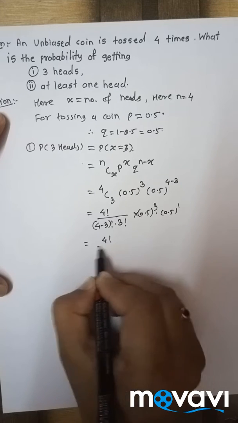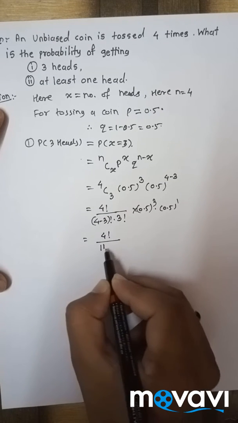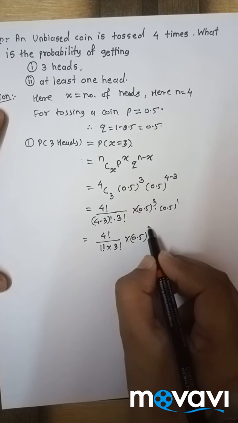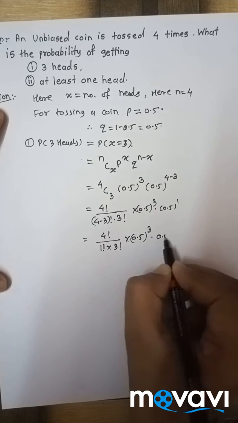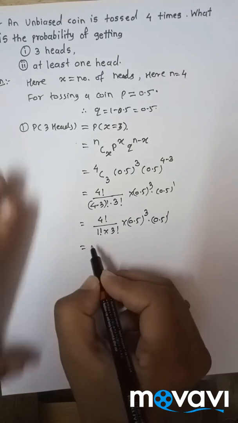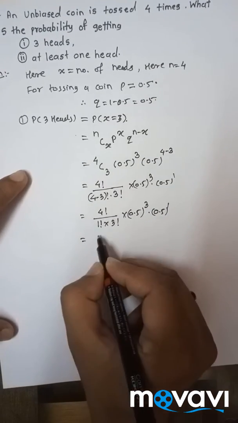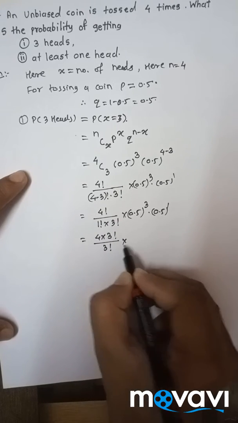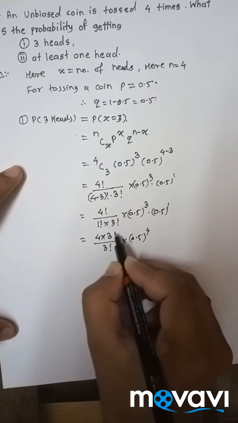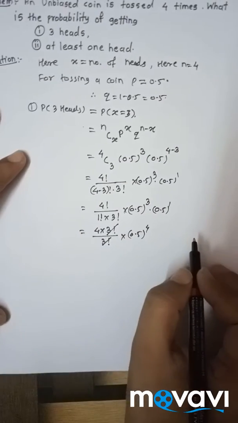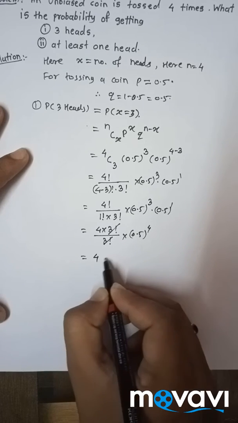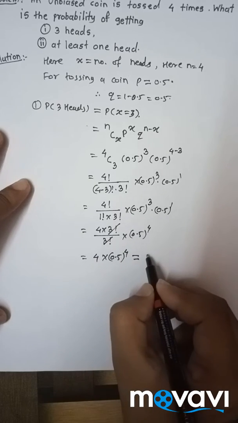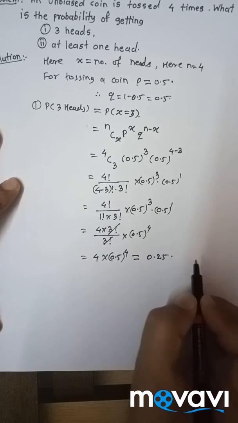This is equal to 4 factorial upon 4 minus 3 factorial, meaning 1 factorial, into 3 factorial, into 0.5 raised to 3 into 0.5 raised to 1. This is equal to 4 factorial, which we can write as 4 into 3 factorial, upon 3 factorial into 0.5 raised to 4. This 3 factorial cancels with this 3 factorial and finally we get 4 into 0.5 raised to 4. If we calculate this, we get the final answer 0.25.